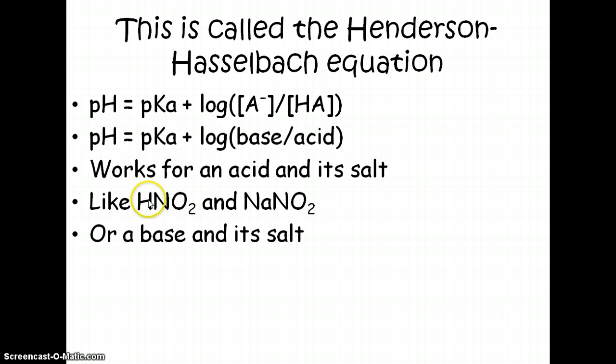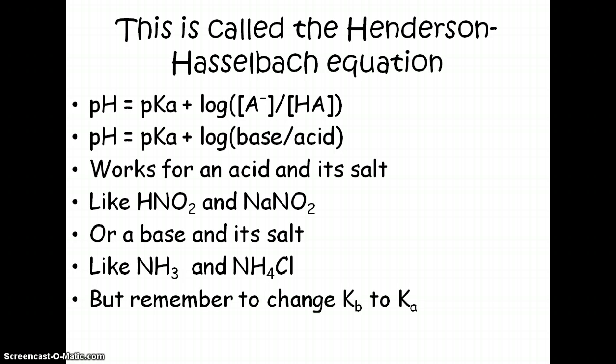So here's a good example. HNO2 and then NO2 1 minus, or NaNO2, whichever you would prefer. Another example would be NH3 and NH4Cl, but now you're dealing with a base, so you would have to change the Ka to Kb, and you'd be working with the base forms up here, okay?